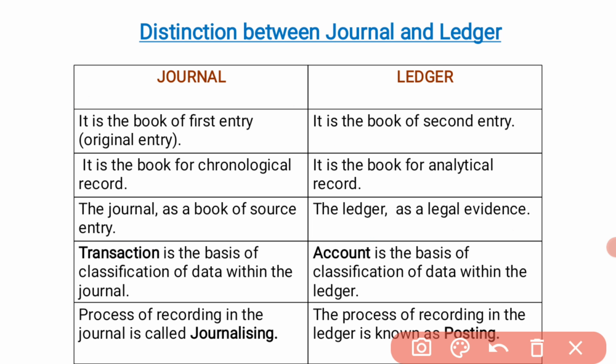Next, the process of recording in the journal is called journalizing. Whatever transactions you record in the journal entry, that process is called journalizing. And in the ledger, when you post the recorded transactions into the ledger account, we say that is posting. This is the difference between journal and ledger.